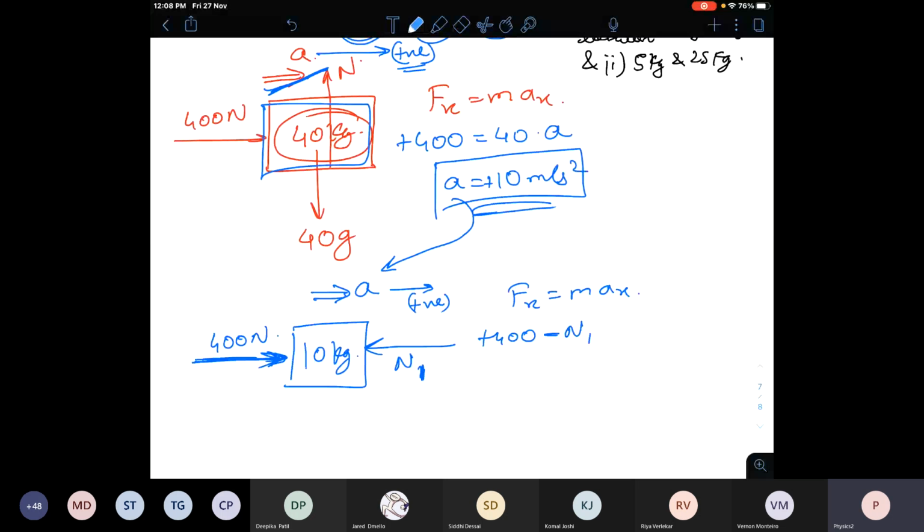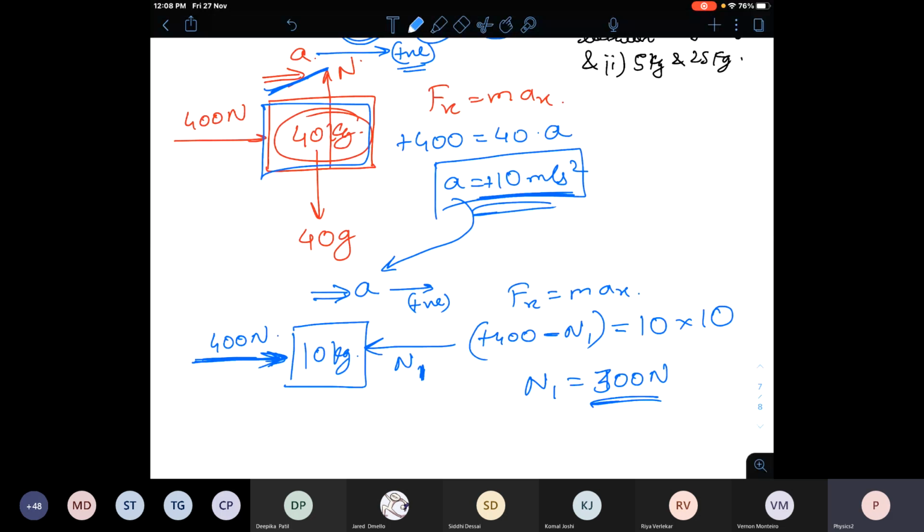This will be equal to m, which is 10, into acceleration, which we have already calculated as 10. So 400 minus N1 is equal to 10 into 10. From here you can calculate the value of N1 as 300 newtons. This is the value of the normal reaction between the 10 kg and 5 kg.